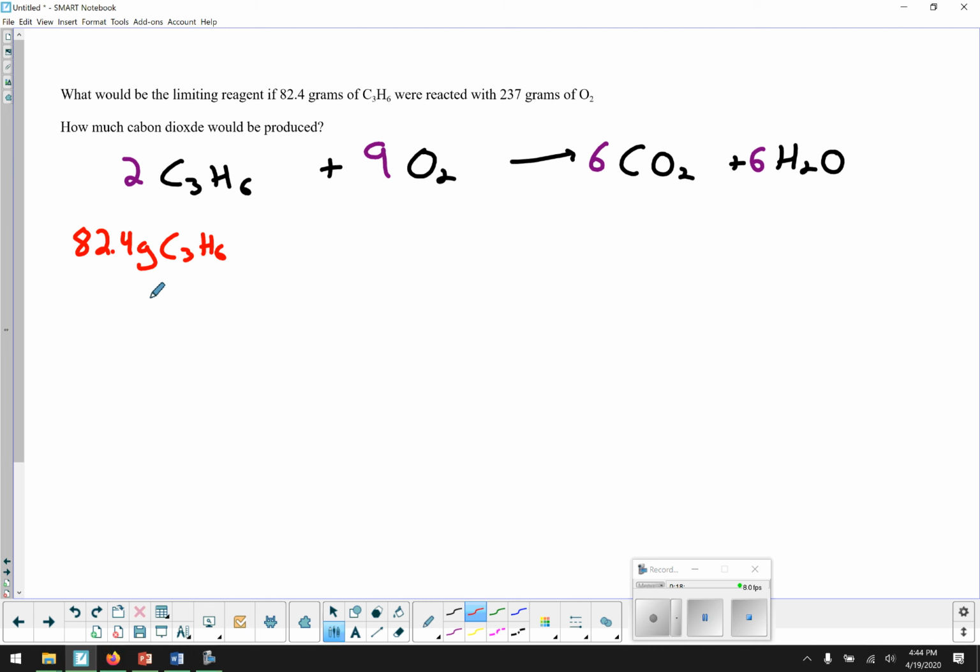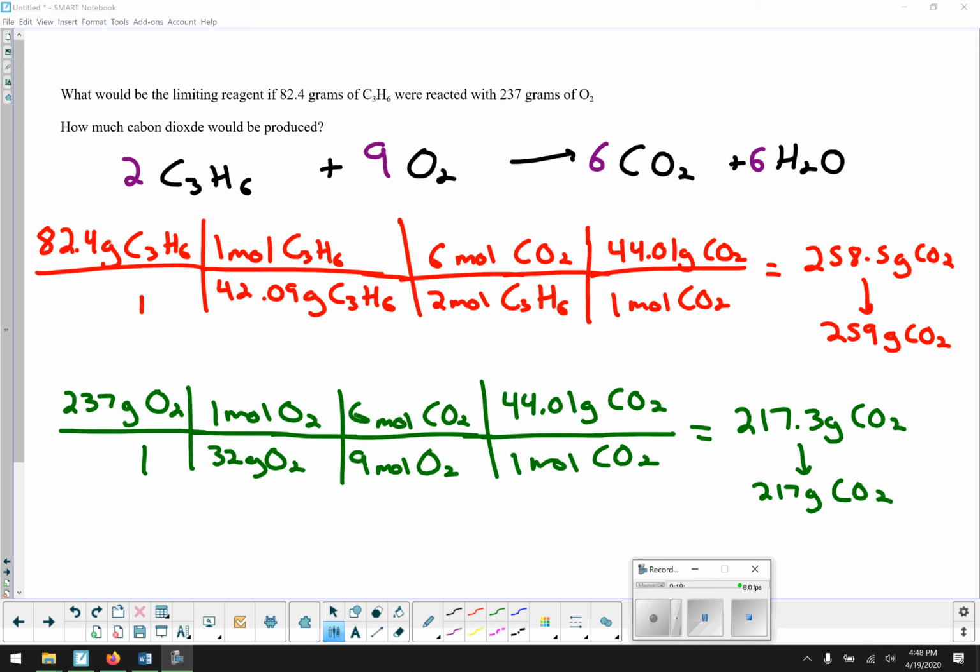If I took them both to water, I would then have to go back and do another stoichiometry problem to figure out how much carbon dioxide I have. So I'm just going to go straight to carbon dioxide. So this 2 grams of CO2. And then again, looking at my second number, 237 grams of oxygen, 2 grams of CO2. So I'm going to set up those 2 stoichiometry problems and do the math. And again, we'll talk about what the answers are.